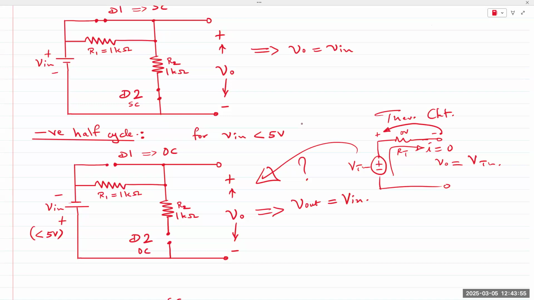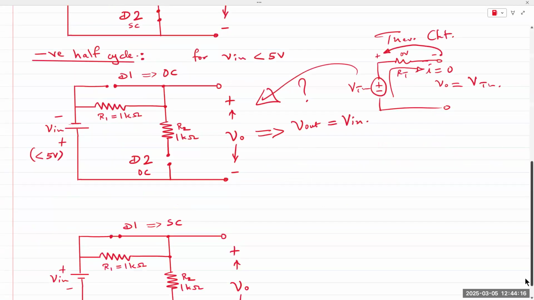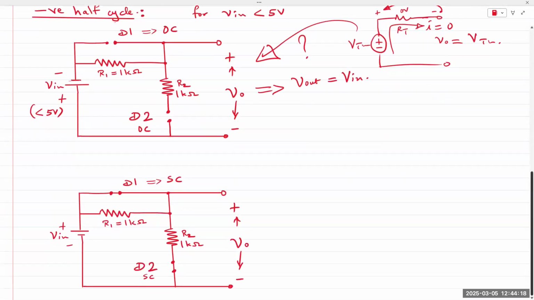Hence, coming back to our problem, the explanation is in the negative half cycle, both diodes are reverse bias, but the Zener diode will remain off until V in crosses its Zener voltage. So below Zener voltage, the diode remains open. If the diode is open, V out is equal to V in. Make sense to everyone? So now let's look at the case, negative half cycle.